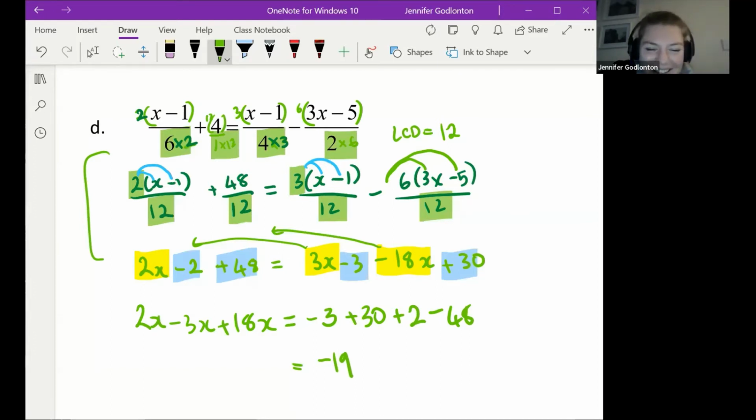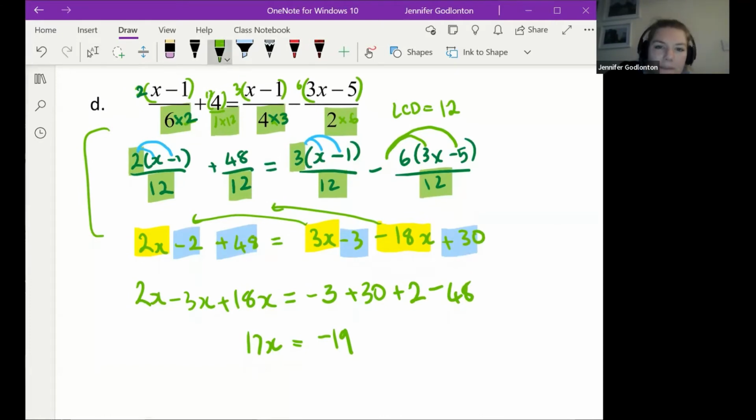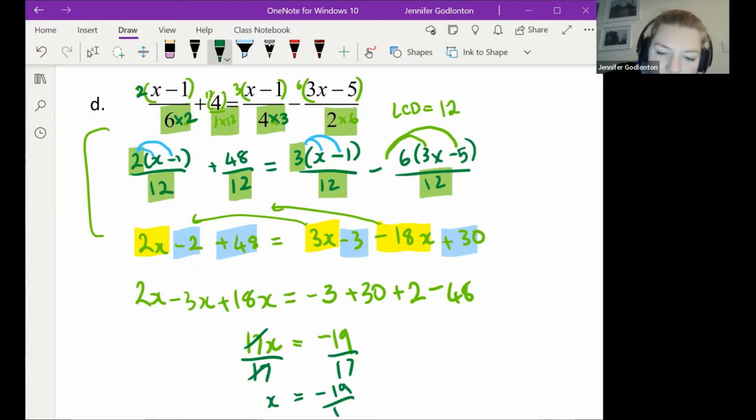Okay, then the other side is 17x. Good. And then so our final step here, we're gonna say divided by 17. In the other side, we do what we do on the other side. And then we must have the x alone now. Now we're gonna say -19 divided by 17. But we're going to leave it there. We're not going to turn it into a decimal.